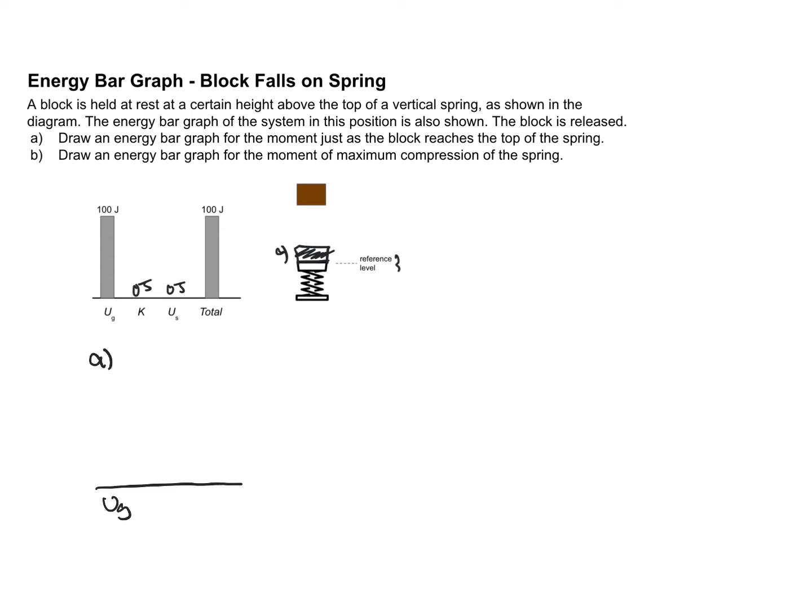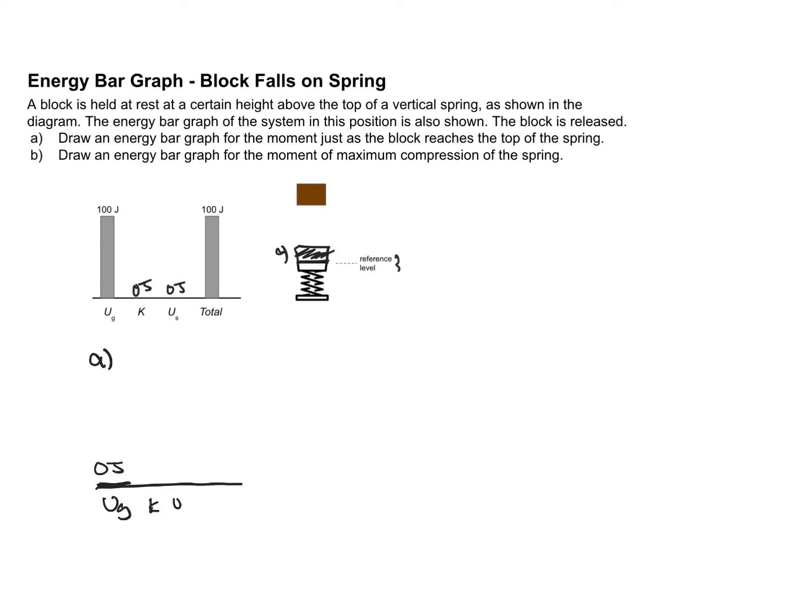I'll start with the gravitational potential energy. So now the block has basically reached the reference level. So I'm going to say it's got 0 joules of gravitational potential energy. Kinetic, I'm going to skip that for now.